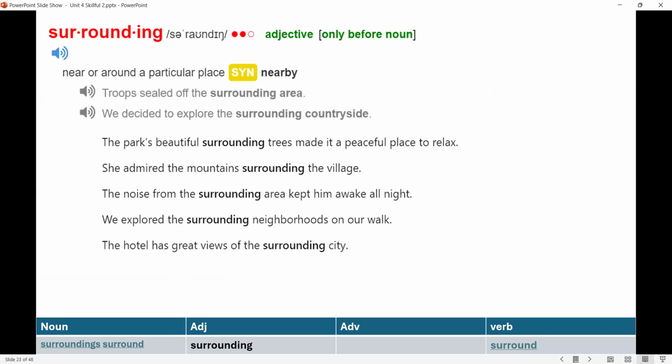Surrounding. Surrounding means near or around a particular place, synonym of nearby. Troops sealed off the surrounding area. We decided to explore the surrounding countryside. The park's beautiful surrounding trees made it a peaceful place to relax. She admired the mountains surrounding the village. Please read the rest by yourself.